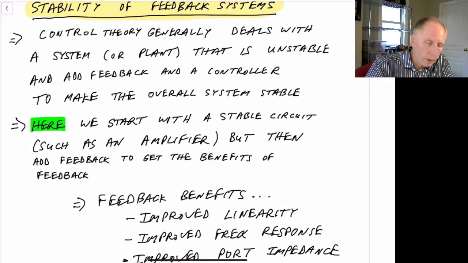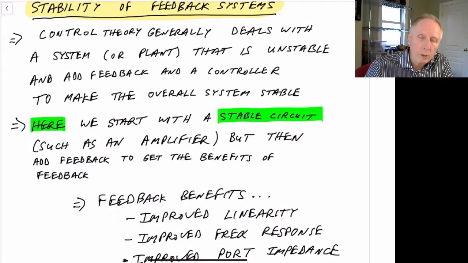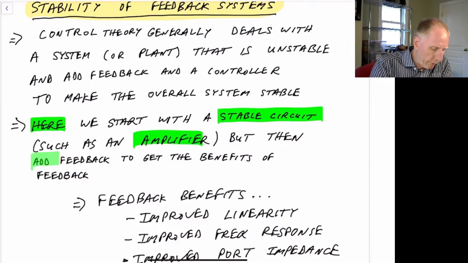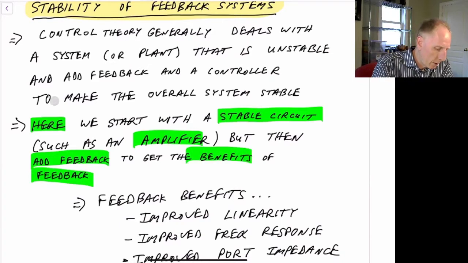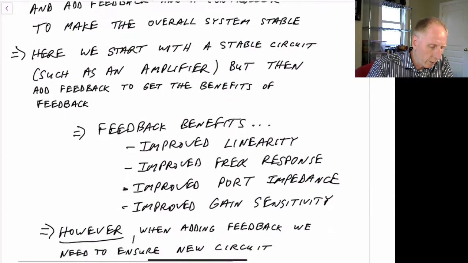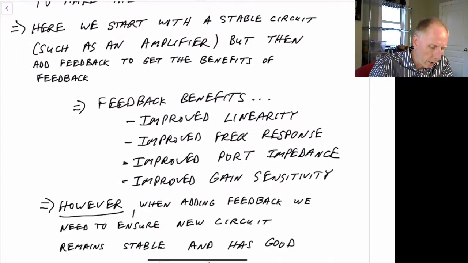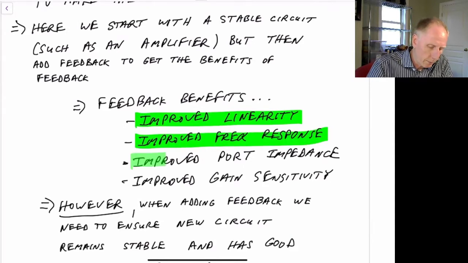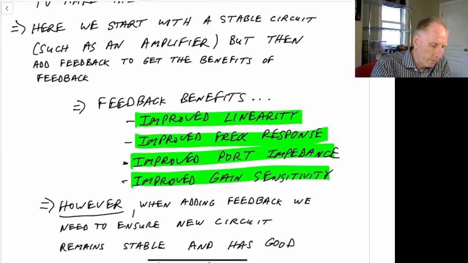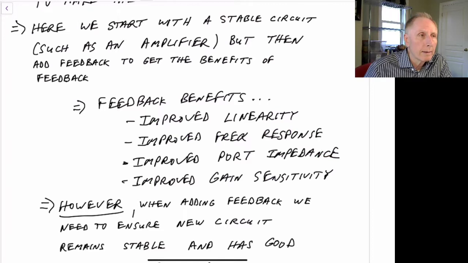Here, because we're dealing with circuits, we start off with a stable circuit, generally speaking, such as an amplifier. But then we add feedback around to get some benefits of the feedback. So we've seen before that benefits of feedback are improved linearity, improved frequency response, improved port impedance, and improved gain sensitivity. So we'll be adding feedback not to stabilize the system because it's already stable, but to get some of these other benefits of feedback.